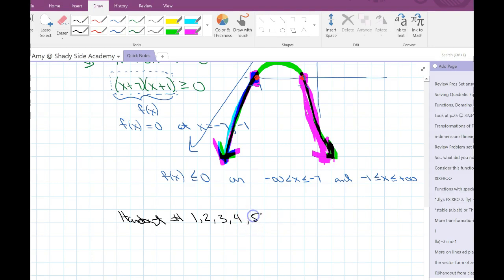Oh, look at that. Numbers 1 and 2 are already factored for you, and 3 is not factored for you, nor is 4. Oh, this is very good.